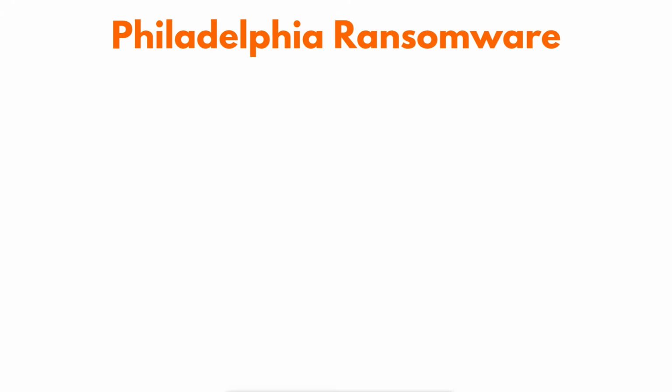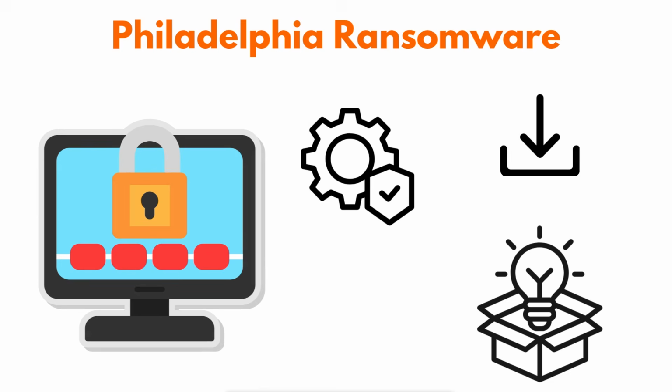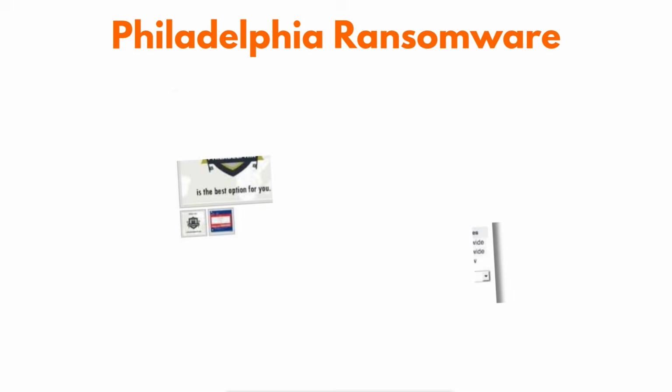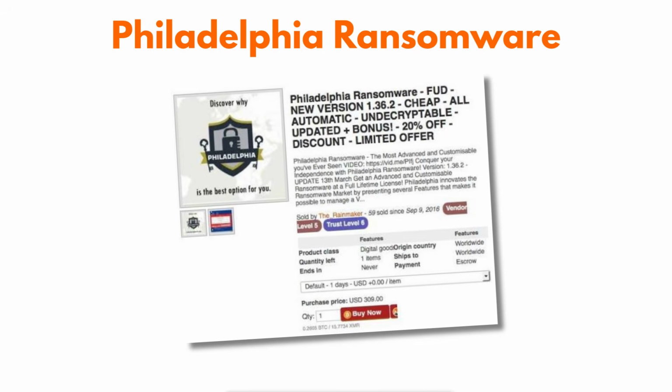Philadelphia ransomware. Ransomware became a downloadable product with configuration menus. Philadelphia ransomware appeared on underground forums and AlphaBay listings as a builder kit derived from the Stampato codebase.